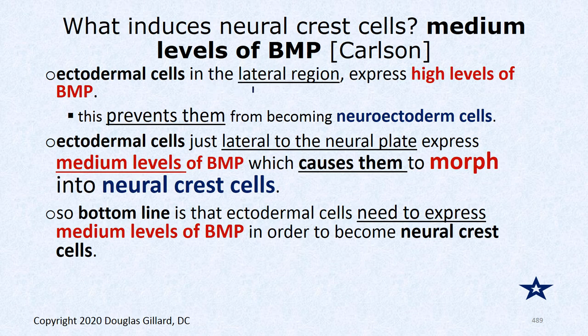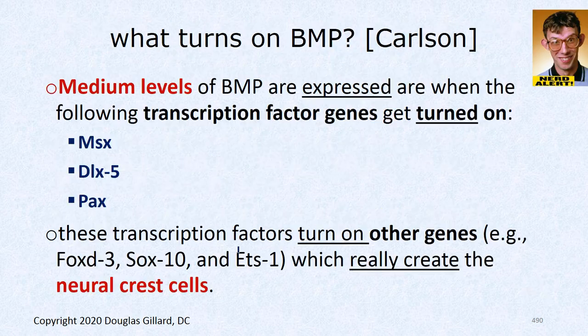So ectoderm cells in the lateral regions express high levels of BMP. They can't become neural crest cells, and they can't become neuroectoderm cells either. But the ectoderm cells that are just lateral to the neural plate are expressing medium levels of BMP. And that BMP is going to cause them to morph into neural crest cells. It's going to push those cells through epithelial to mesenchymal transformation so they can swim. So that's the secret, medium amounts of BMP expression.